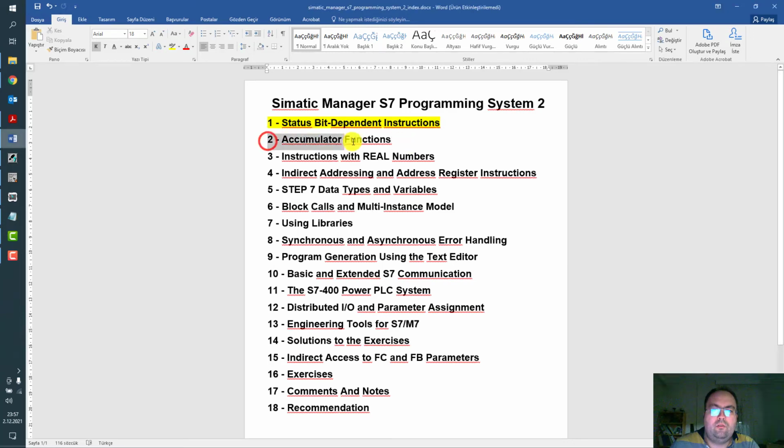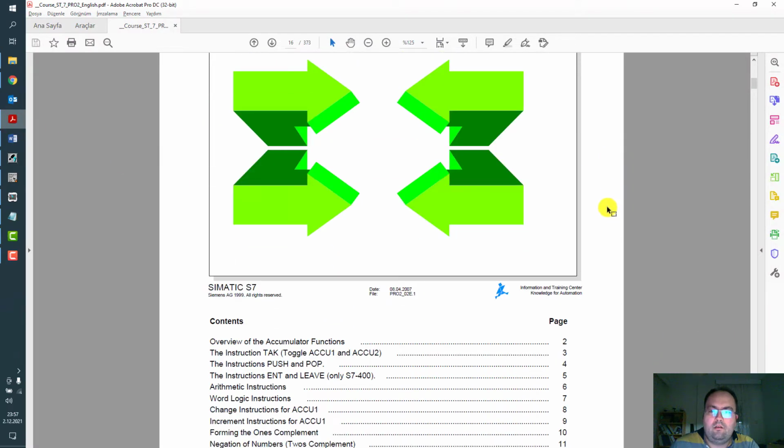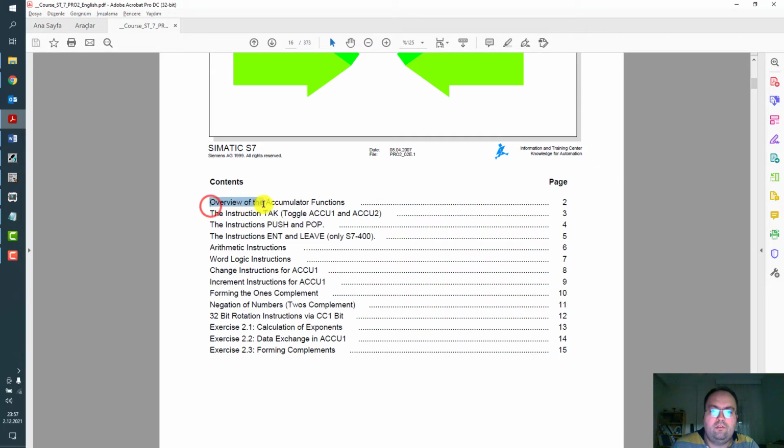Chapter 2, Accumulator Functions. In this chapter, the contents are: overview, instruction T2, push, pop, enter and leave, arithmetic instructions, word logic instructions, increment instructions, bit rotation, forming the ones complement, negation of numbers, and so on.